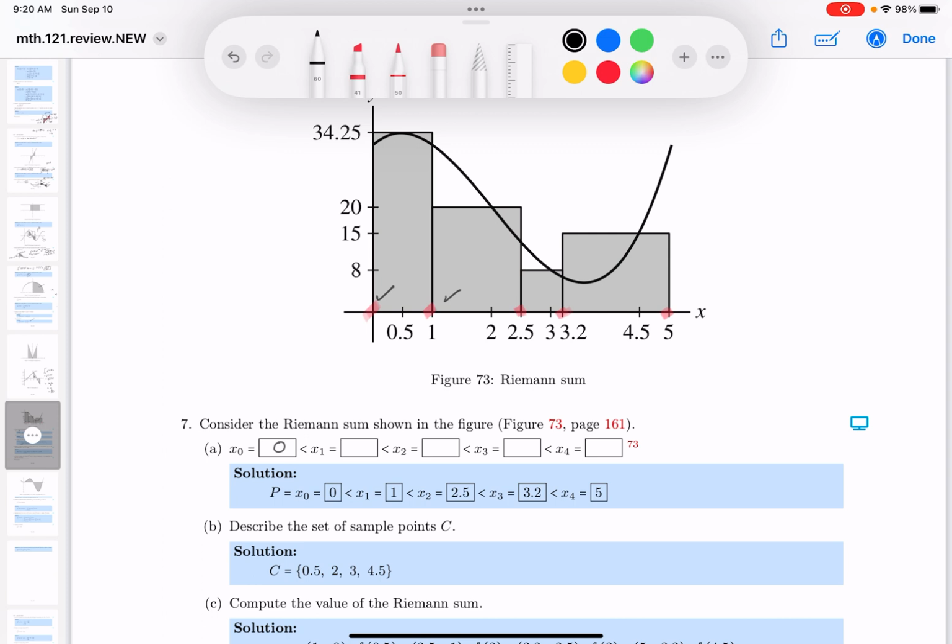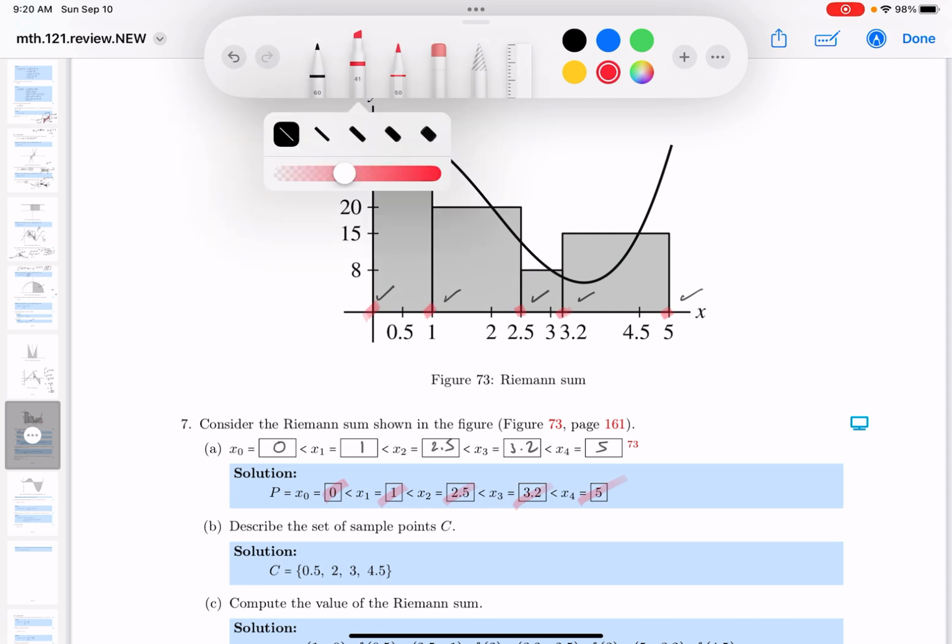What's the next one going to be? It looks like 1. What's the next one going to be? 2.5. What's the next one going to be? 3.2. What's the next one going to be? 5. All right, so let's take a look at the answer key, make sure we got that. I see the 0, I see the 1, see the 2.5, 3.2, and 5. That's fine. The next thing is going to be part C. And there are still going to be x values, by the way.